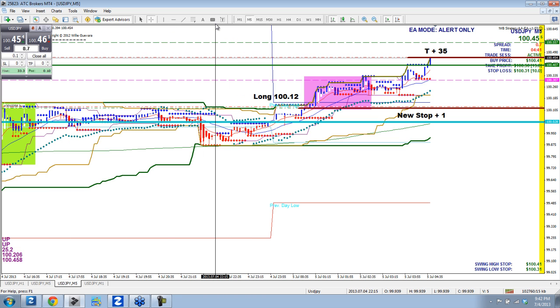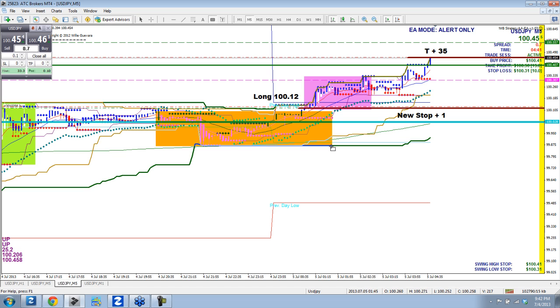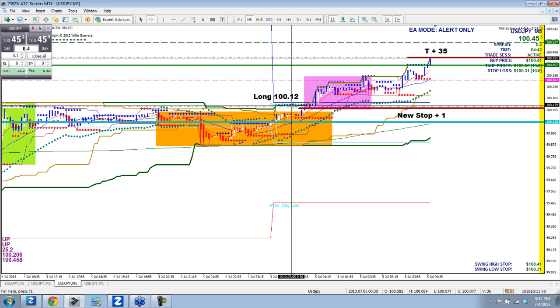The strategy I use here is called the Willy box. Basically, draw a box to identify the consolidation area. In this particular case, this is the box that I traded off. I simply identify a congestion area, and at the break of the top of the box, that would be a possible long signal for me. If it breaks to the bottom of the box, that's a possible short signal. In this case, it broke to the top, and I already had the pending order at 100.12.